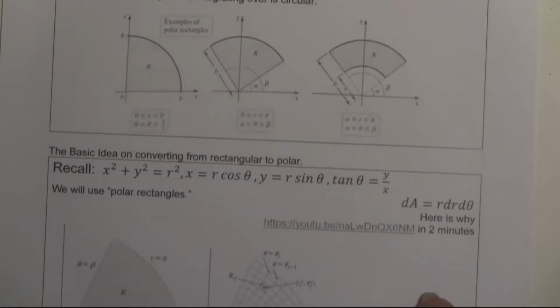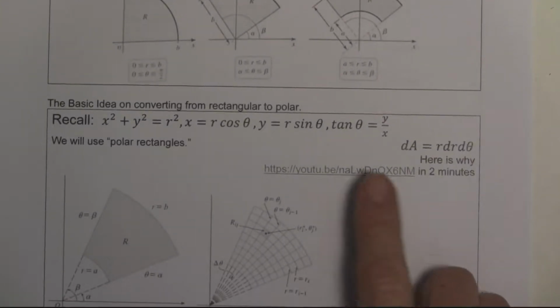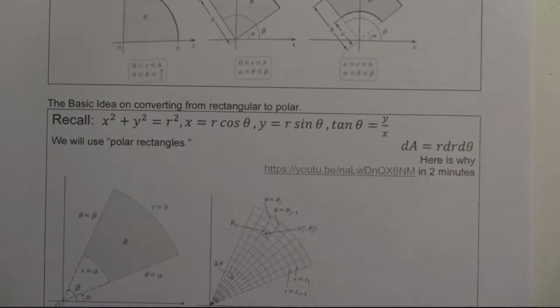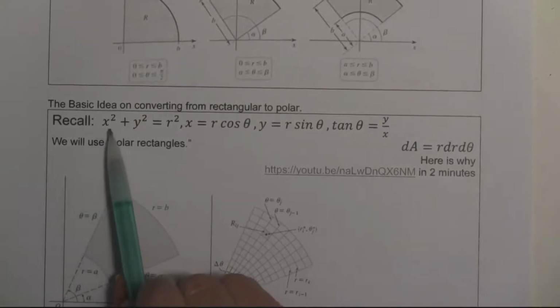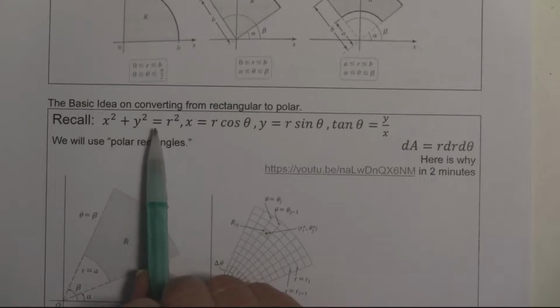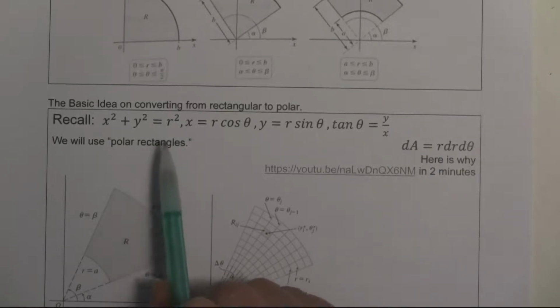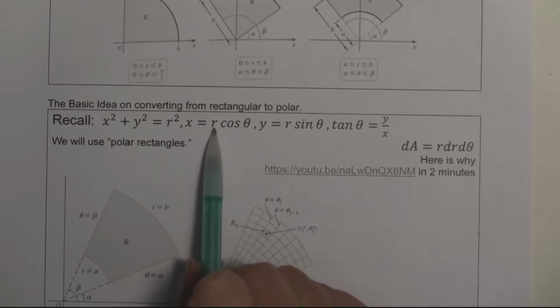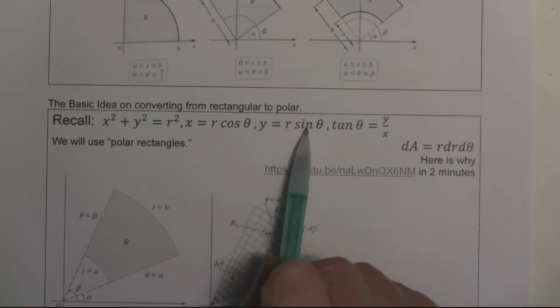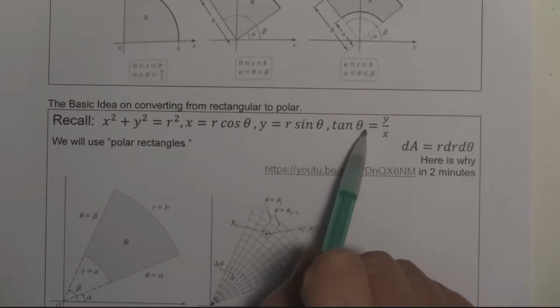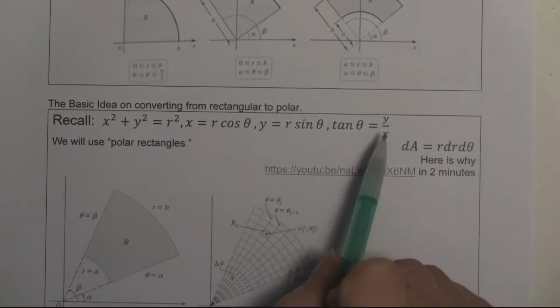And I'm not going to show the video that I have here, but if you want to go watch that video, you certainly can. The reason I'm not going to show it here is because then my video will probably be copyright struck. But anyway, x squared plus y squared equals r squared is something we need to know about polar. And x equals r cosine of theta, and y equals r sine of theta, and tangent of theta equals y over x.